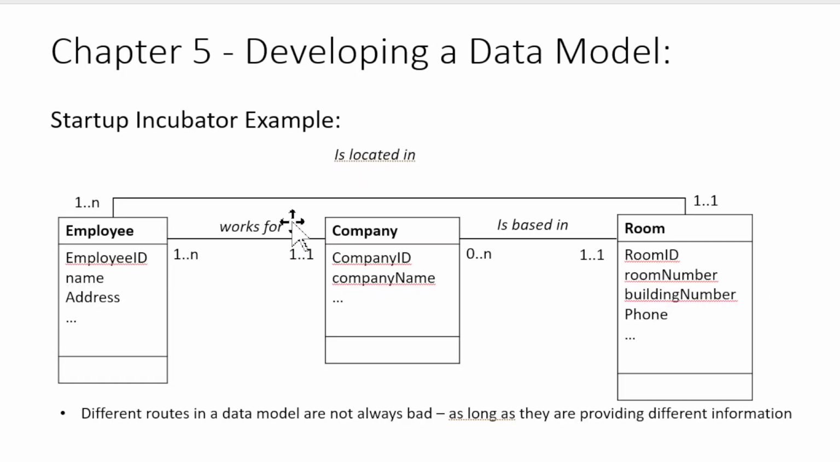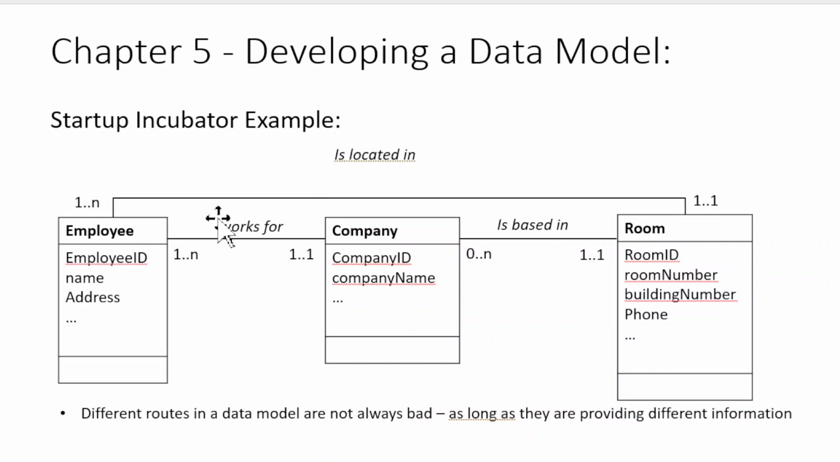Let's take another thing. Let's look at an incubator example. Imagine you've got a building, a bunch of room numbers, and a bunch of companies all co-residing in this building, and you have employees that go there. So you can have an employee that works for a company, and a company is in a room. And you could also have this connection here where the employee is working in a room too, technically. So this, while not technically incorrect, is redundant.